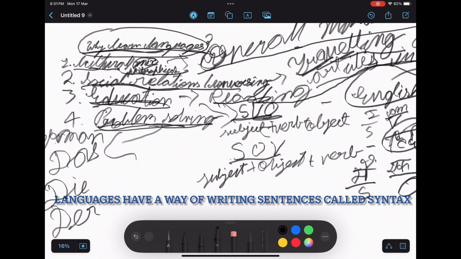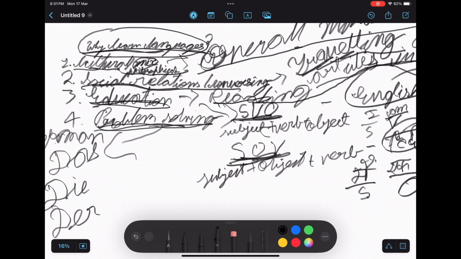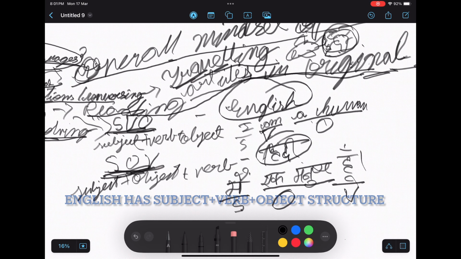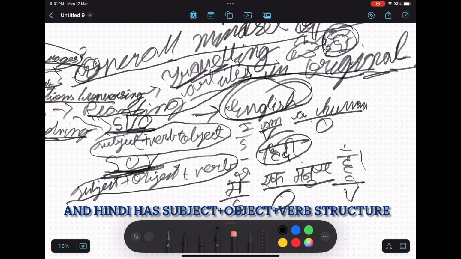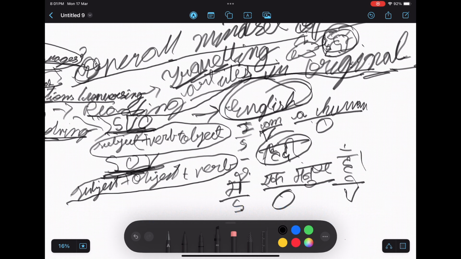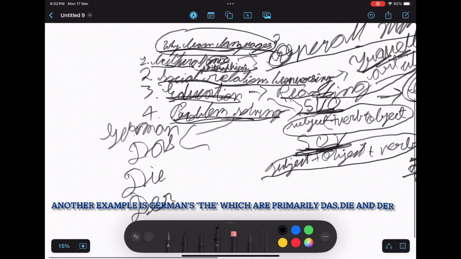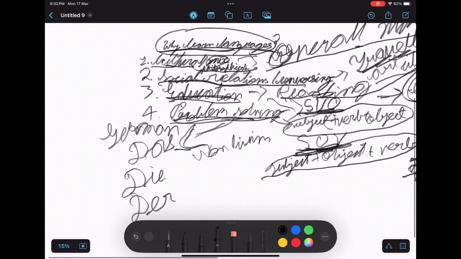Languages have a way of writing sentences called syntax. English has subject plus verb plus object structure. And Hindi has subject plus object plus verb structure. Another example is German's "the", which are primarily das, die and der.